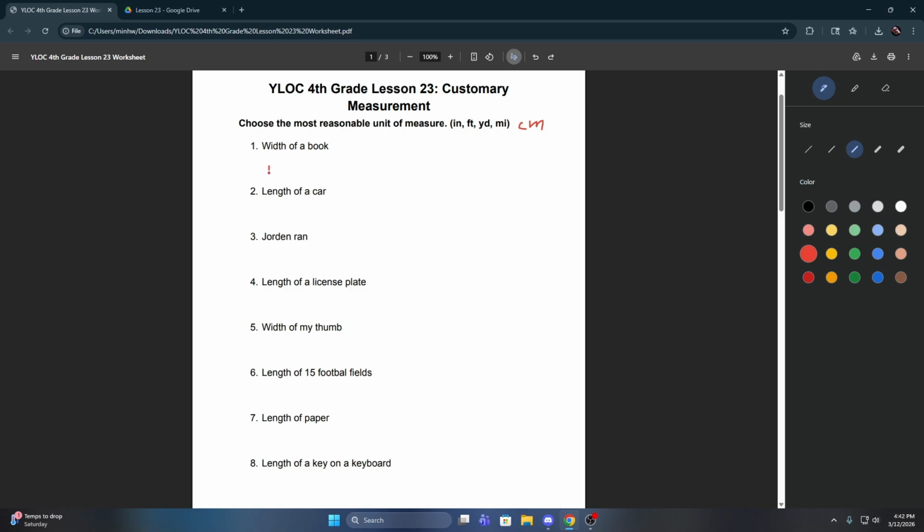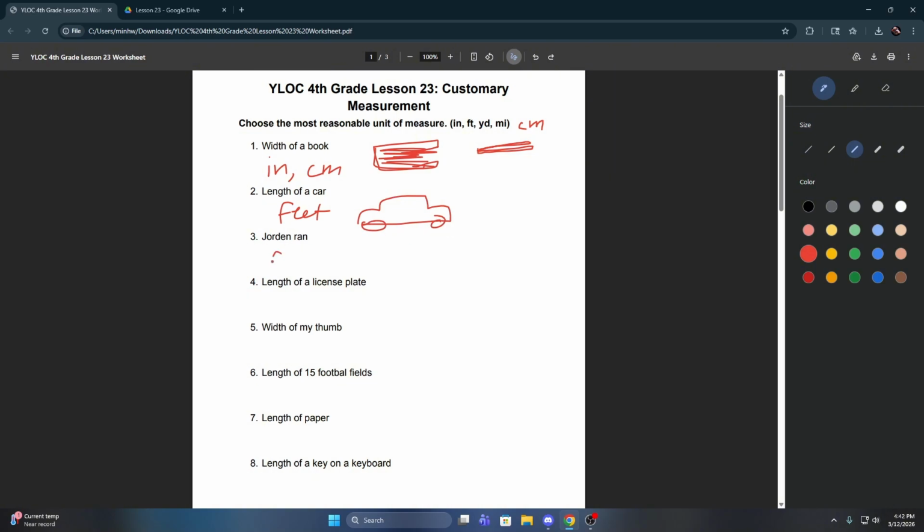Now, me personally, I would use an inch, but maybe using centimeters is reasonable as well because some books are very thick, right? If you were to imagine this is a book, some books are very thick, while others are very thin. So in this case, I would use either inches or centimeters. The length of a car, you definitely want to use feet here. A car is like a couple feet in length, right? If you were to imagine a car like this, it is about a couple feet right there.